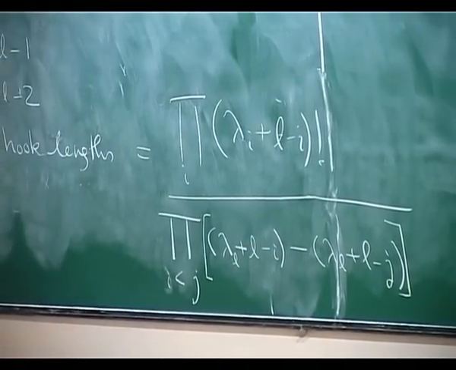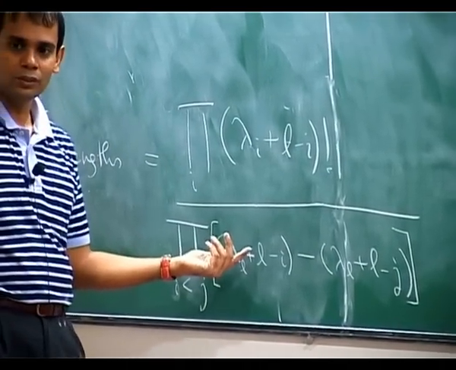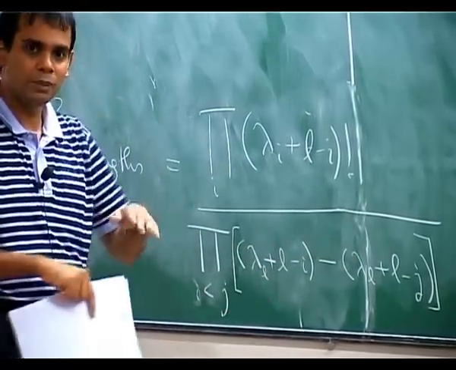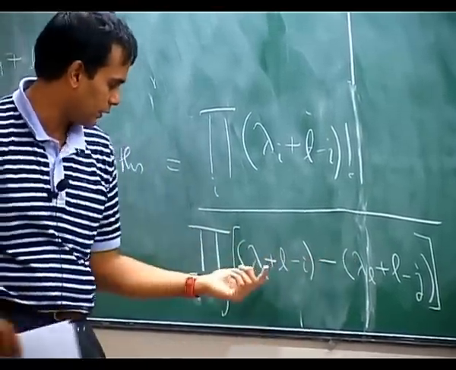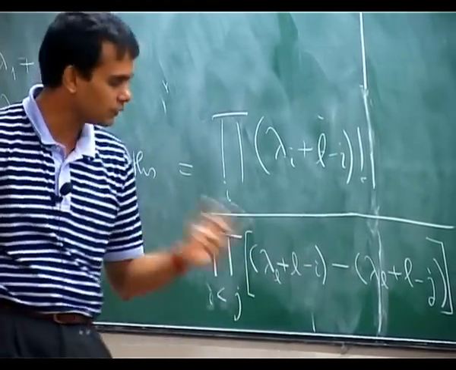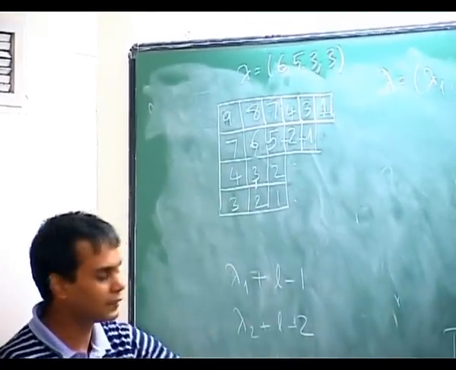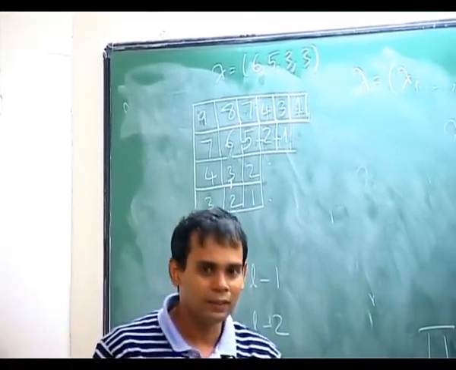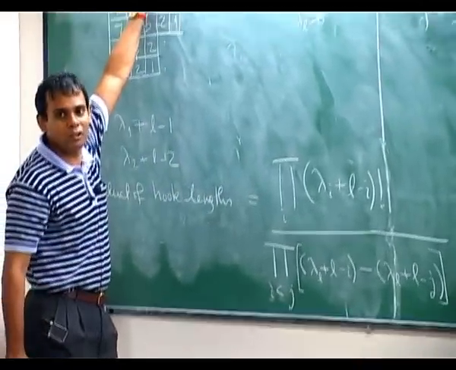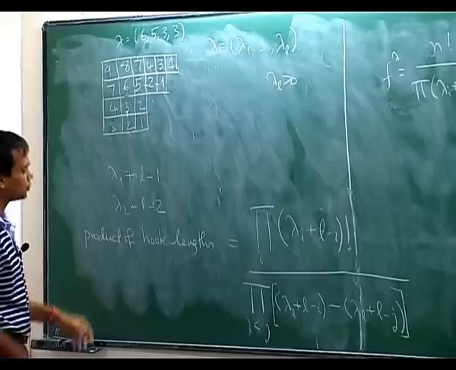So if I'm writing down the hook lengths in the ith row, the number that's skipped because of the jth row, which lies below i, is precisely this difference, lambda l plus l minus i minus lambda l plus l minus j. Let's just look at the first row here, okay? And for subsequent rows, it's the same thing, because you can pretend you're starting off with a partition with fewer rows. So it's enough to really understand the first row.